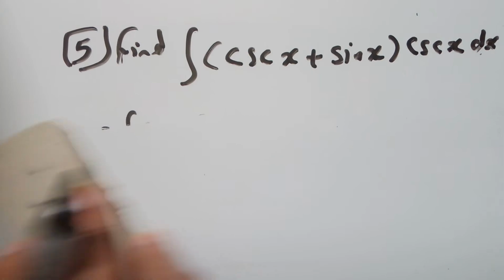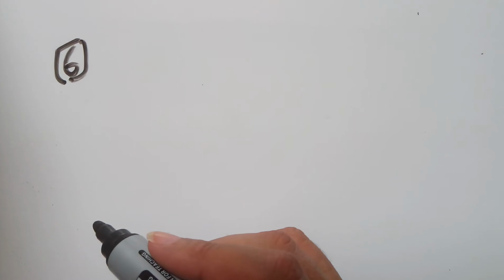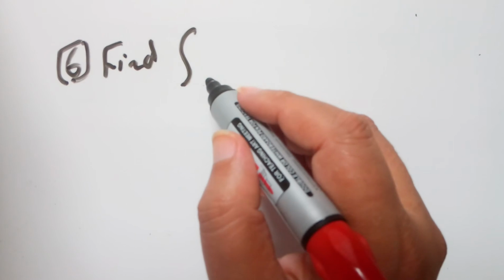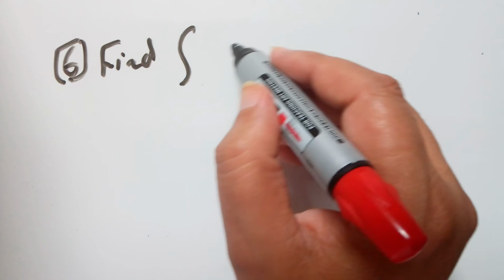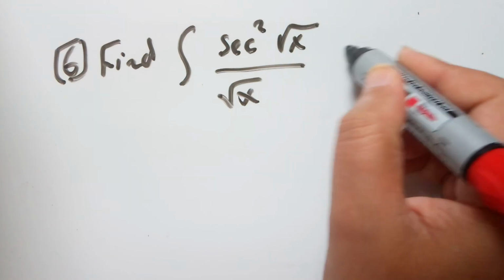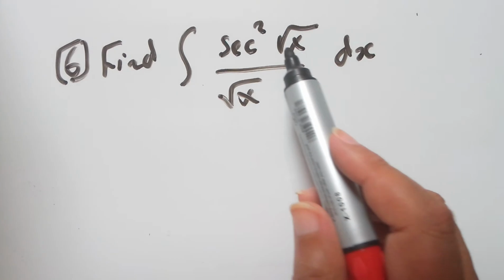Okay, number 6. Find the integral for secant square radical x divided by radical x with respect to x. Here the integral for secant square is tangent, but here we have radical x and here is x. They are not equal.